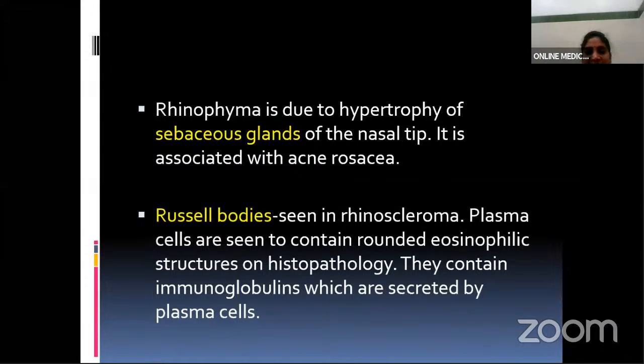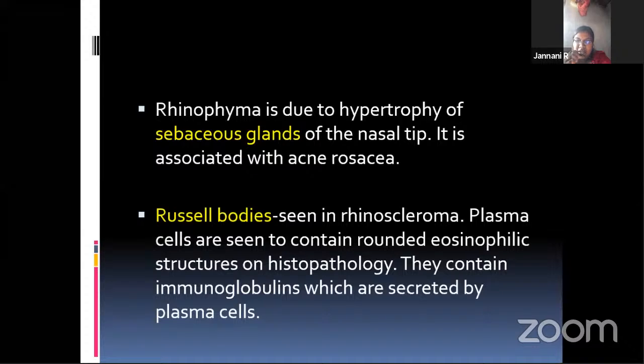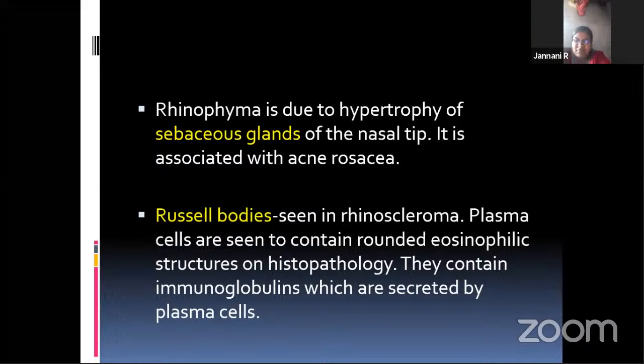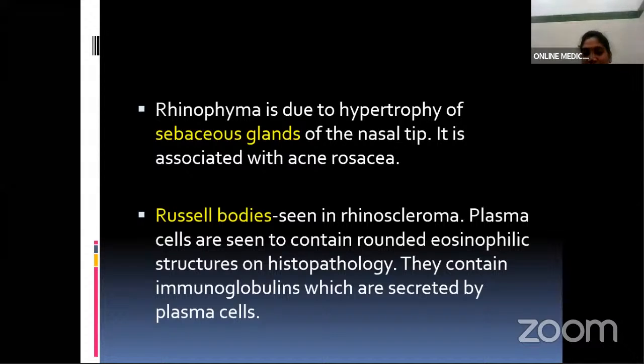Have you seen the picture of rhinophyma? Once you see the picture of rhinophyma in the figure, you won't say it like this. They will definitely fail you in viva if you say it is in the ear. The rhinophyma picture is a big one, very striking.